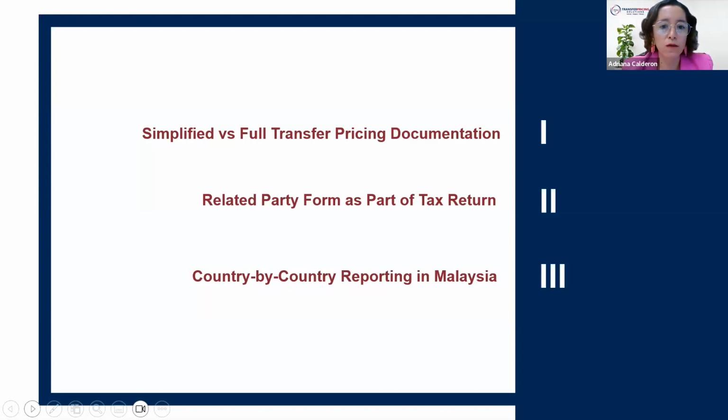That's why we will be covering today, first, what transfer pricing documentation for Malaysia is and the different versions that the Malaysian taxpayer needs to look into, followed by the related party form that taxpayers need to complete as part of the tax return. And third, we will be talking about one very important requirement, which is country-by-country reporting in Malaysia, and what the requirement is in the context of Malaysia.